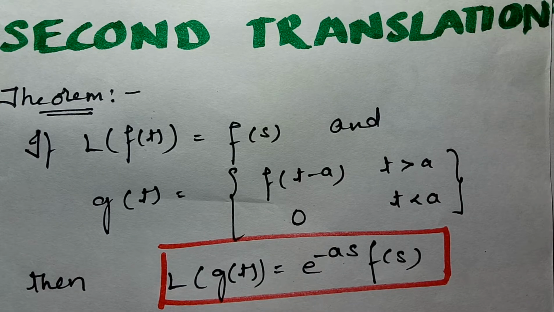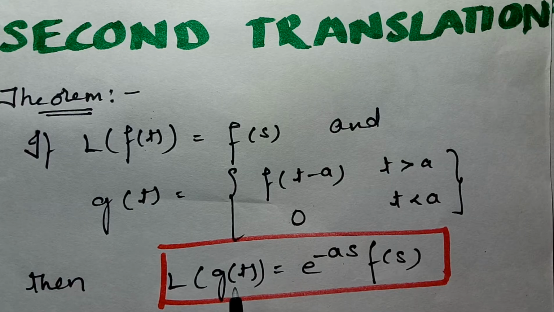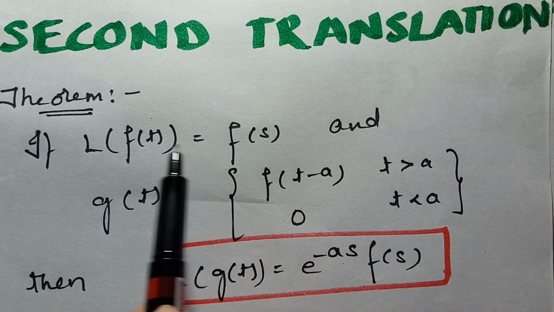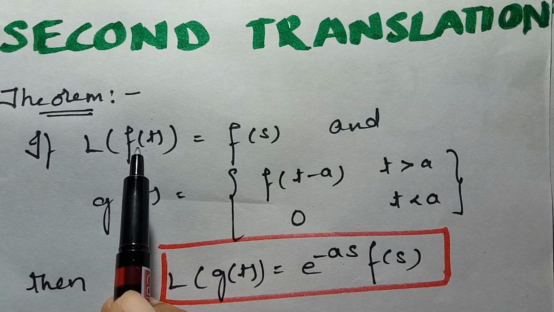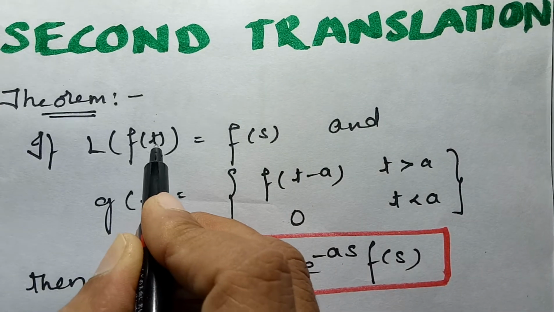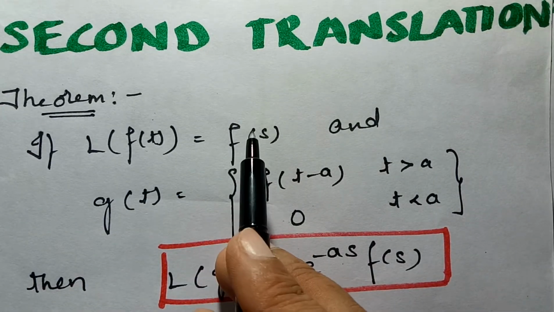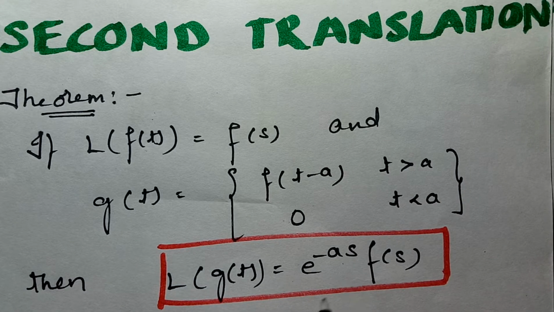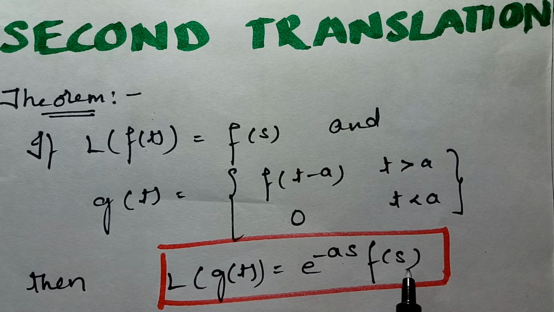Remember once again, if you have this formula in your mind, it will be very easy to solve all your problems. That is, the Laplace transformation of g of t is equal to e power minus as into F of s. How will we get this F of s? If you find the Laplace transformation of the given f of t, then it will be F of s. If the question is in t, it will be transformed into F of s. From this we'll get the F of s value and substitute it in this formula. Please remember, the Laplace transformation of g of t is equal to e power minus as into F of s.